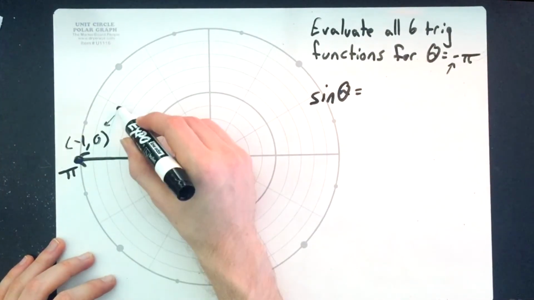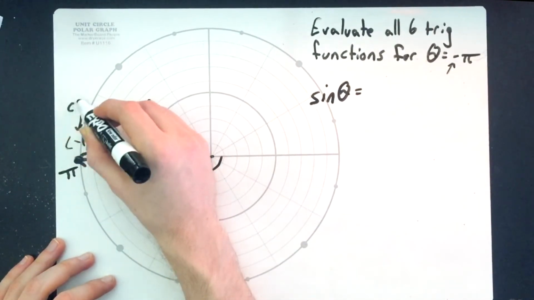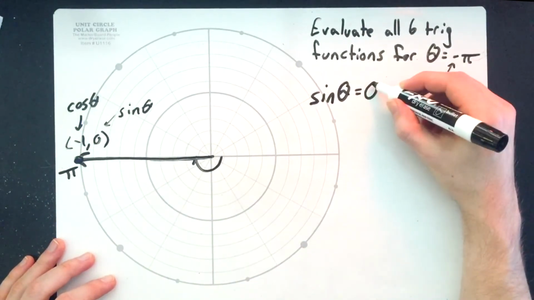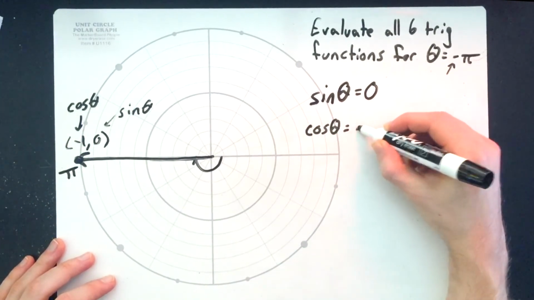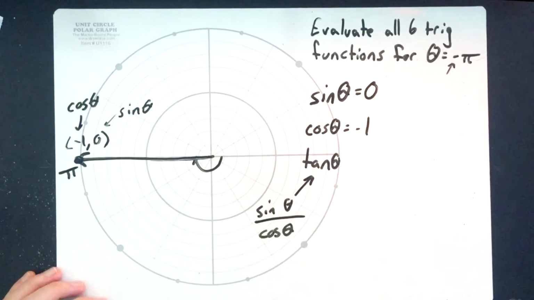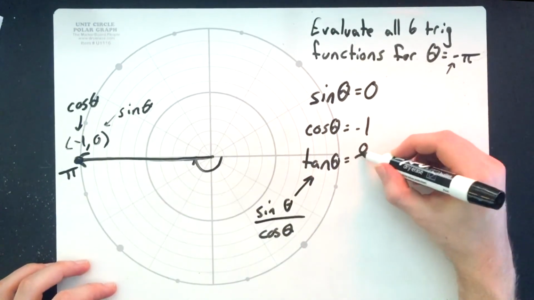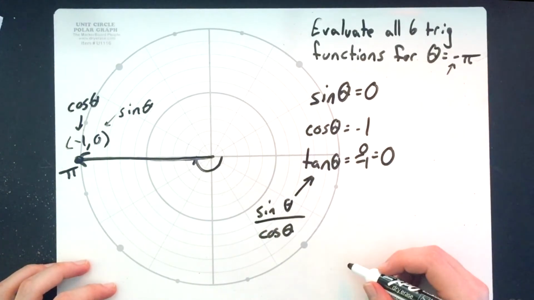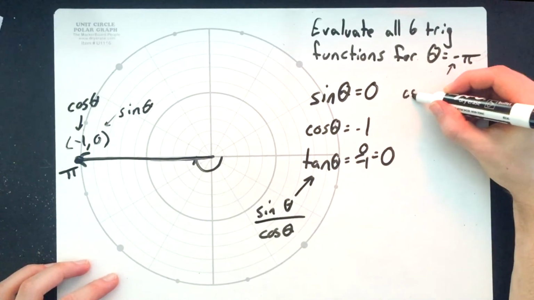So if I wanted to find the sine of negative pi, remember sine is the y value, so sine of negative pi would be 0, and cosine of negative pi is the x value, that's negative 1. Remember, tangent is like sine over cosine or y over x, so that would be 0 over negative 1, which just simplifies to 0. But we do have 3 more trig functions.